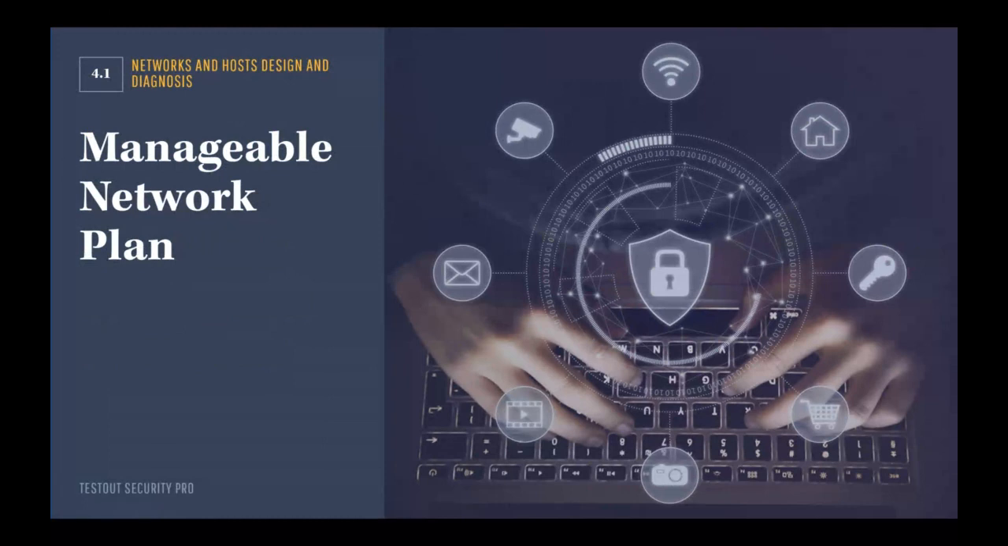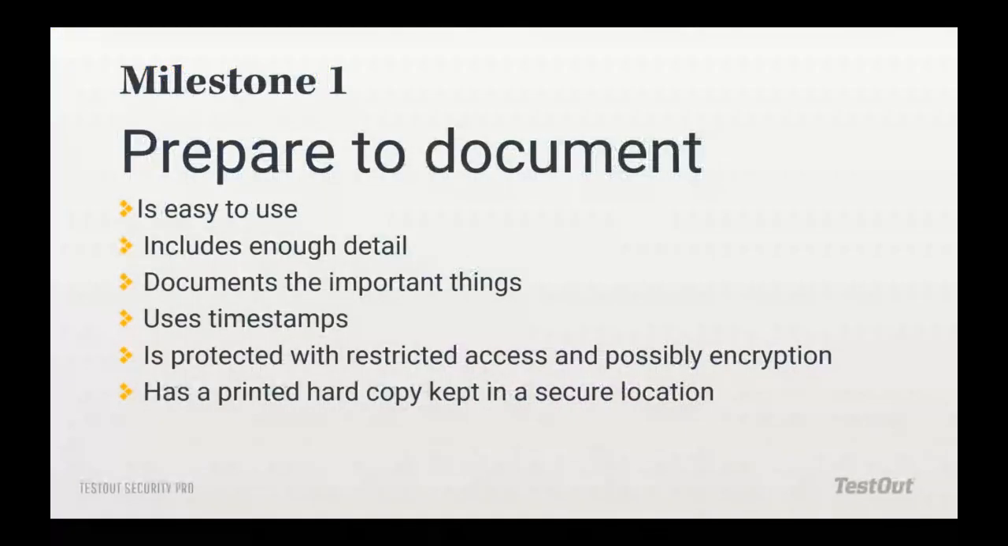This is a process that's been created by the NSA, the National Security Agency, to assist in making networks manageable, defensible, and secure. Now, milestone 1, we'll talk about milestones in this. These are a component of the manageable network plan, and it's going to indicate an action or an event. So milestone 1 is to prepare to document.